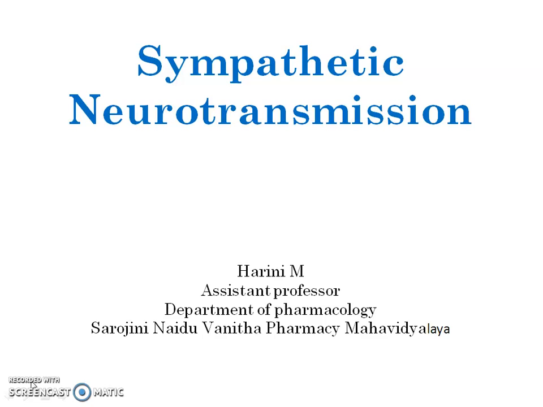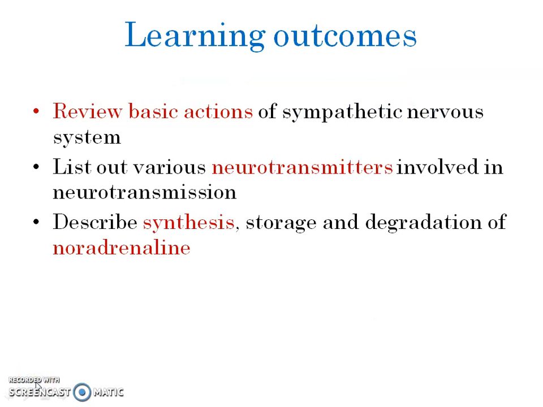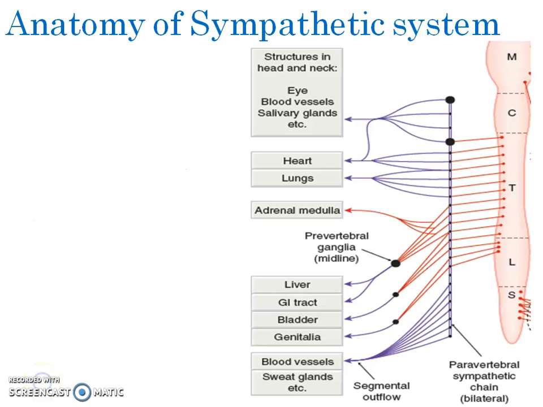Today I am going to deal with the topic sympathetic neurotransmission. The main learning outcomes for this session are: we will be able to review the basic actions of the sympathetic nervous system, list out various neurotransmitters involved in the neurotransmission, and describe synthesis, storage and degradation of noradrenaline, the main neurotransmitter involved in sympathetic neurotransmission.